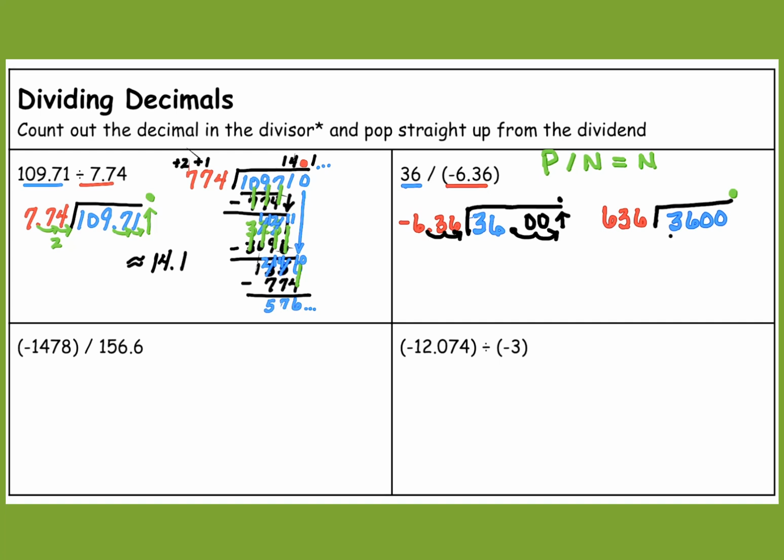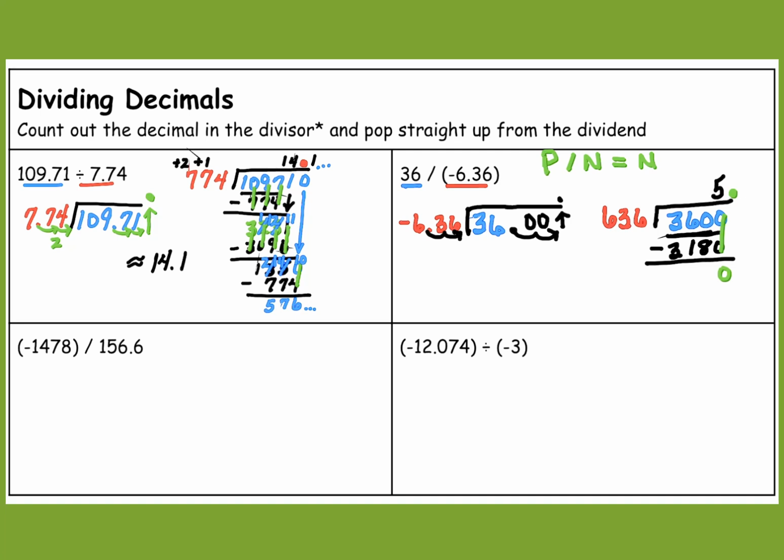Our decimal is on top to the right of our last zero, and now we're going to start asking ourselves questions. If we have 3, can we take away 636? No, we cannot. If we have 36, can we take away 636? No. What if we have 360? Can we take away 636? No, we cannot. We can only do that if we have 3,600. That way we can take away 636 5 times. 5 times 636 is 3,180, and we're going to subtract those very simply.